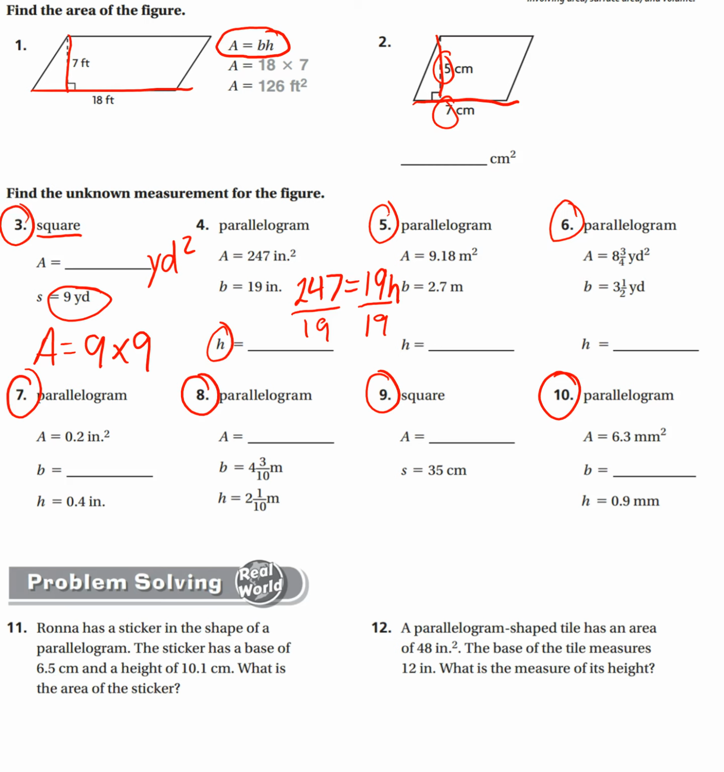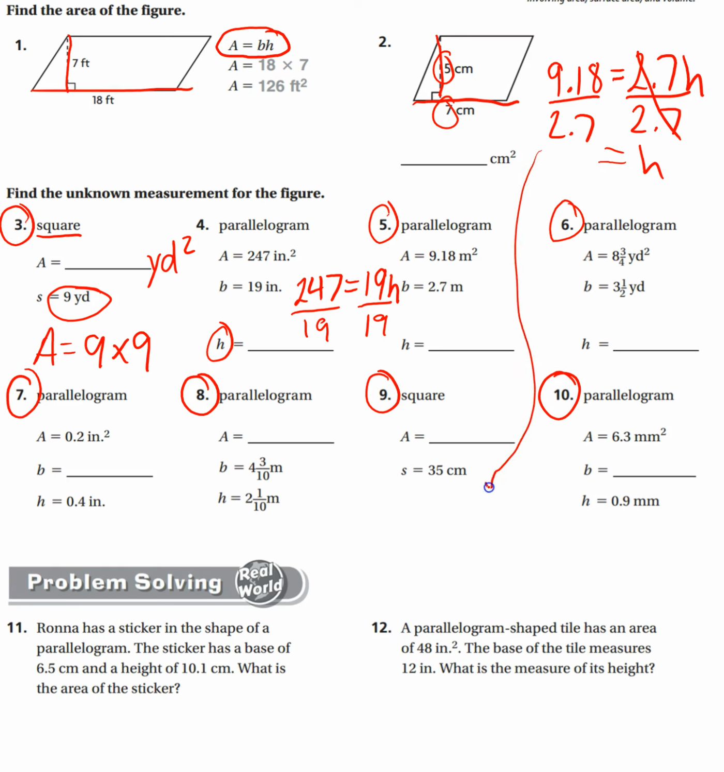So number 5, I'm going to show my work up here in the top right hand corner. The area is 9.18, or 9 and 18 hundredths. Area equals base times height, so 2.7 times h. I have to do the inverse operation. So I divide. The opposite of multiplication is division. What do I divide by? That same number. That's going to give me h by itself. And then I have to divide the other side by 2.7 as well.